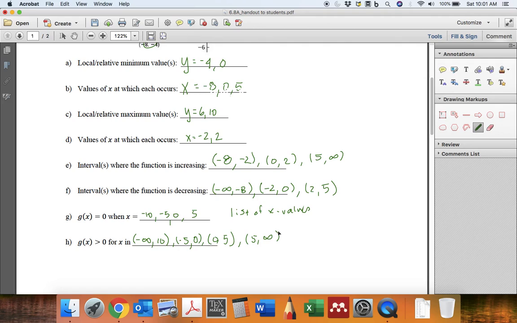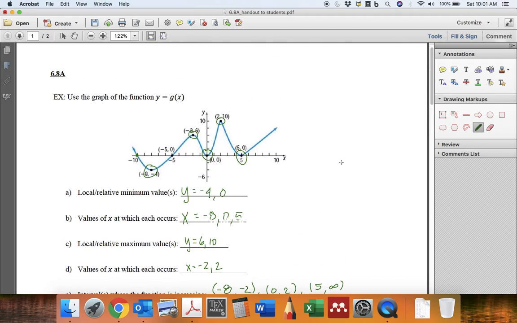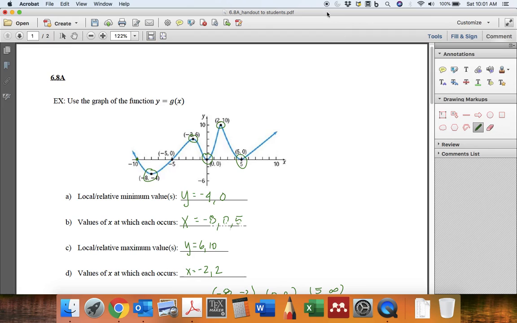So that's the first page of these notes. I'm going to make a second video for the second page of the notes.